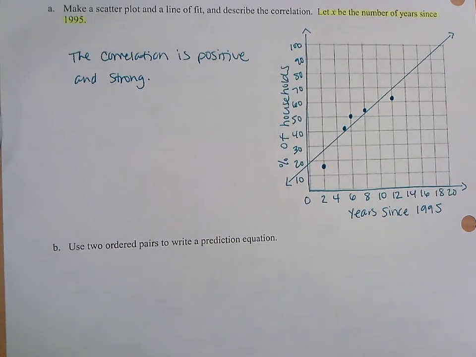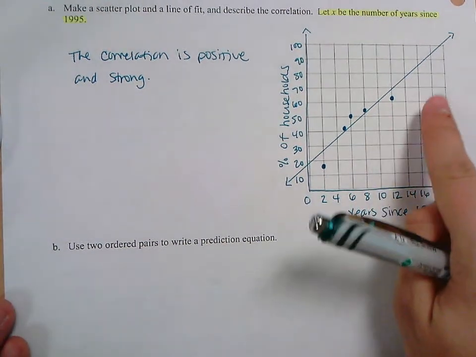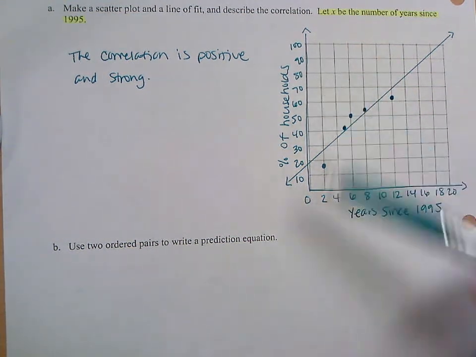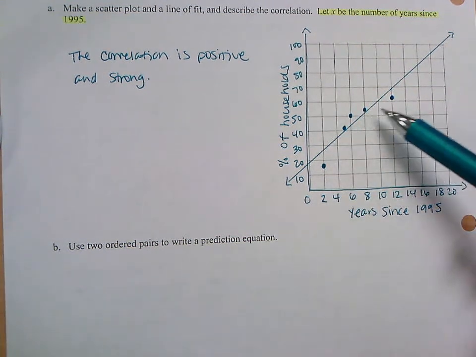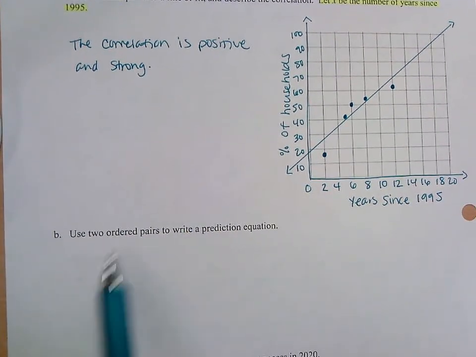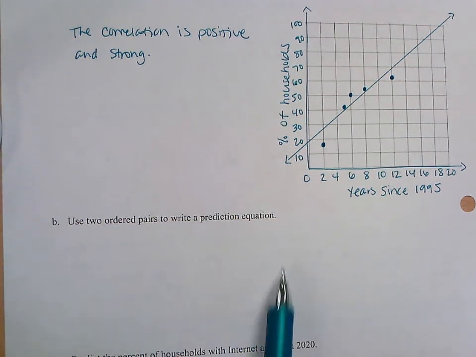Okay, so then in part B, this is where your scatter plot should look roughly the same depending on how you scaled it. You could scale it differently from somebody else. Your line of fit might look slightly different. And then part B, use two ordered pairs to write a prediction equation. This is where you will most likely have different answers from other people.